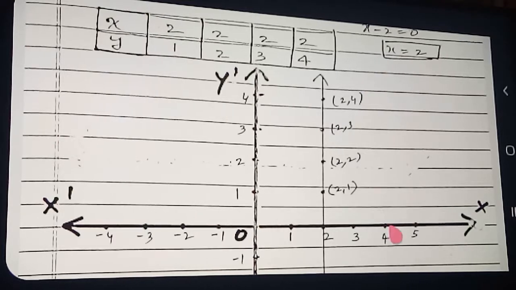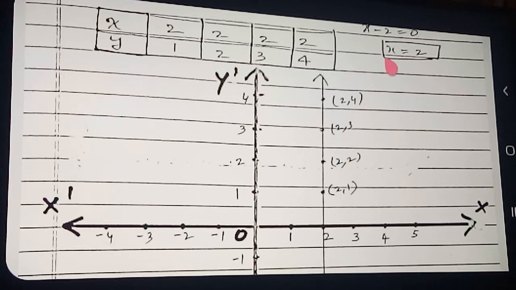So after drawing, what did you get? You got a line which is parallel to the y-axis. See here, the lines are parallel, so the distance between them is the same. How much distance? 2 units. The distance between the y-axis and this line is the same everywhere: here also 2 units, here also 2 units. Therefore, this line is parallel to the y-axis.